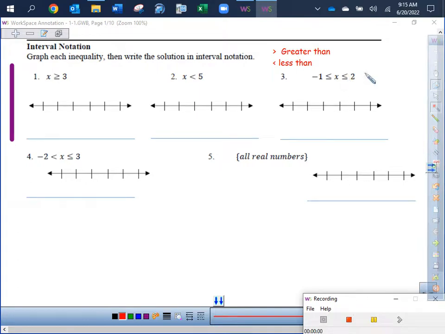1-1 in college algebra prep. We're starting off with a little refresher of interval notation and then talking about functions today. Let's go ahead and get started.